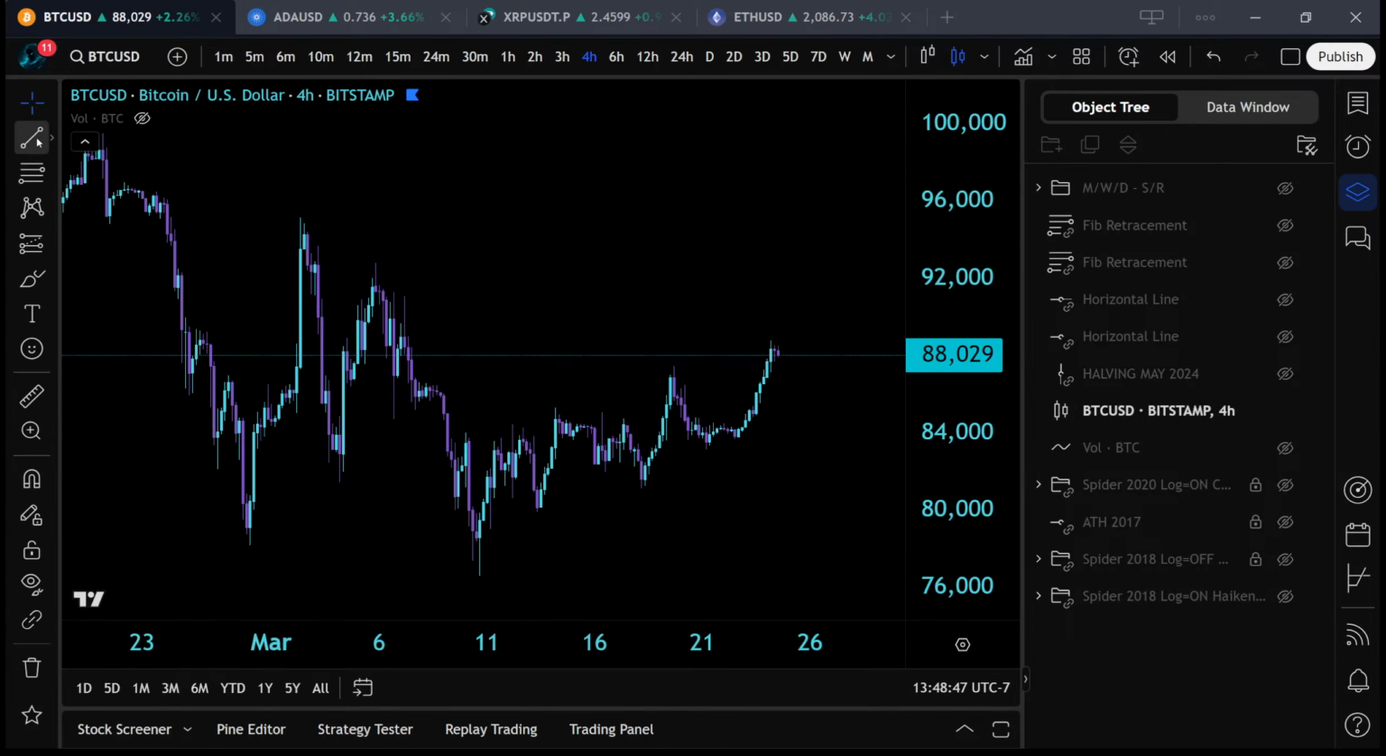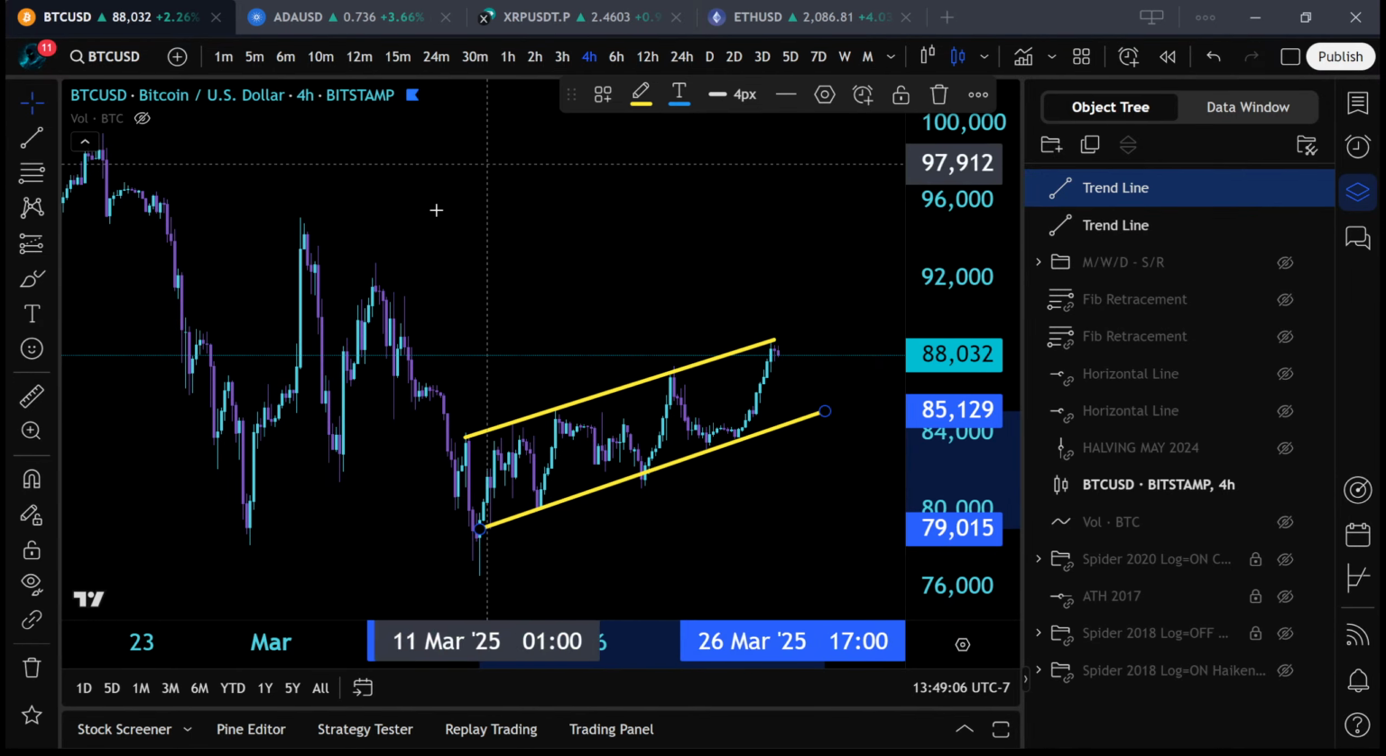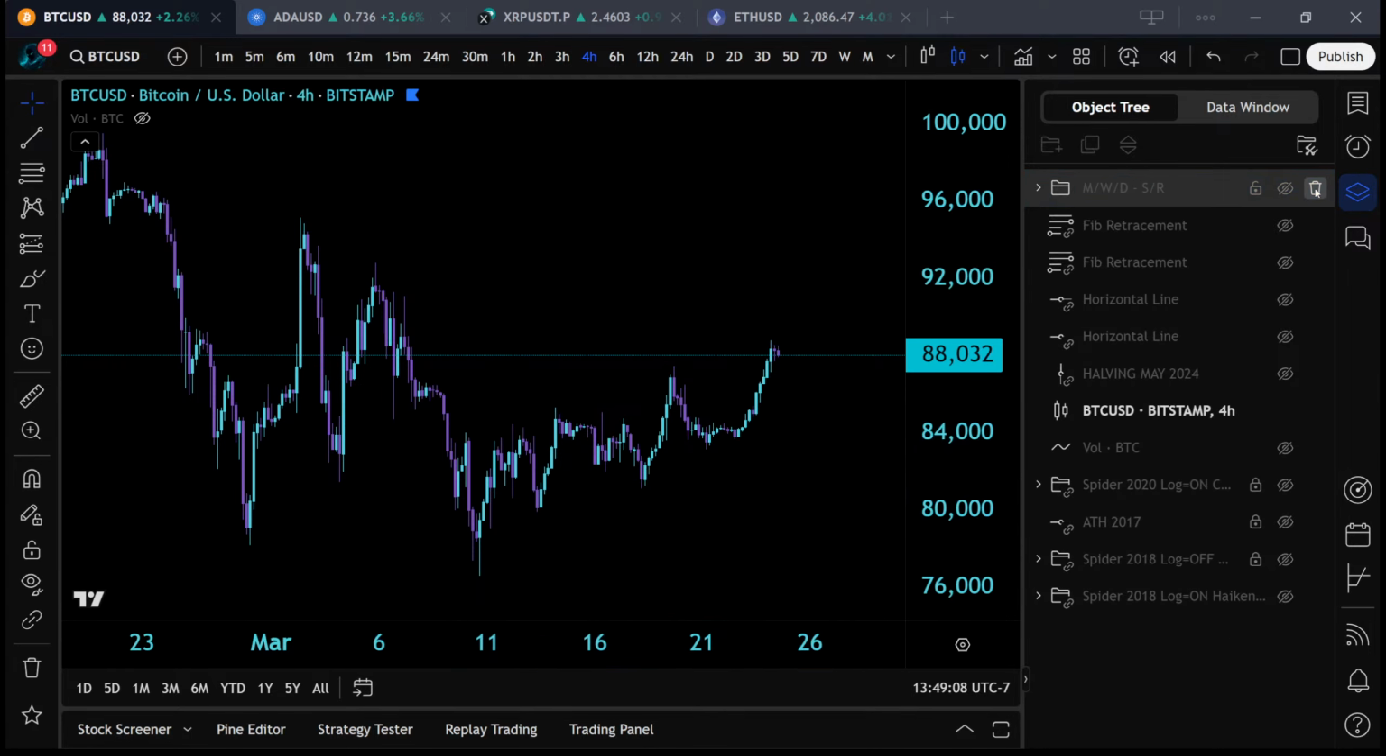So here's the channel right here, right there, and then right there. If we're staying in this channel and we range down here, then we could bounce off what would be the support around 86,000, like in a few days. That would mean the rising channel continues. Anyways, let's get away from the rising channel.